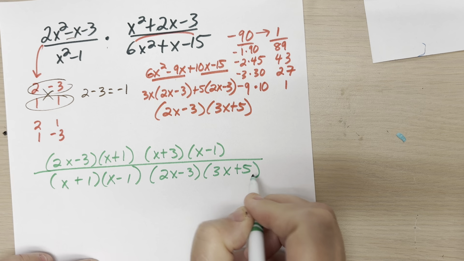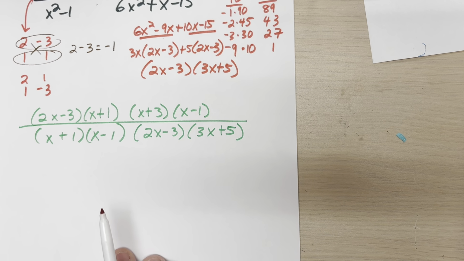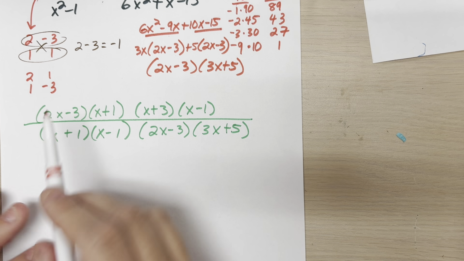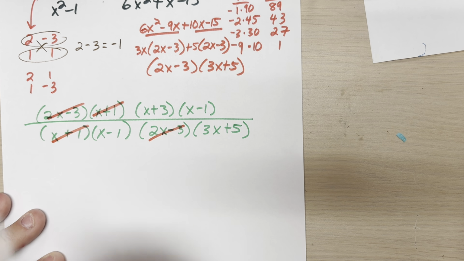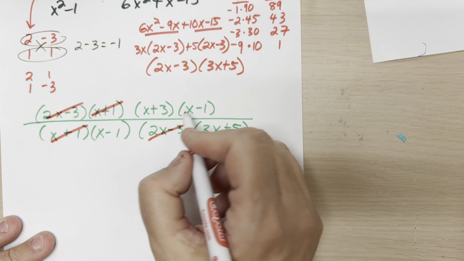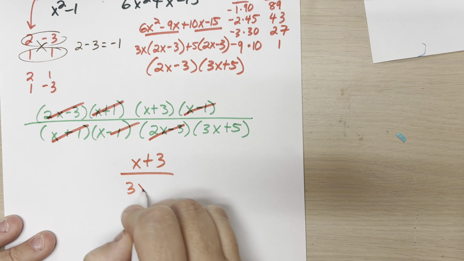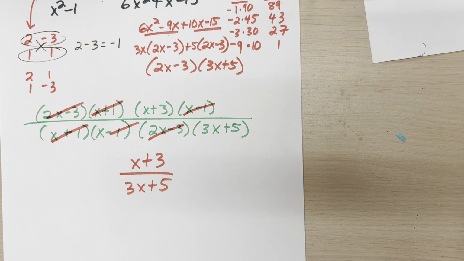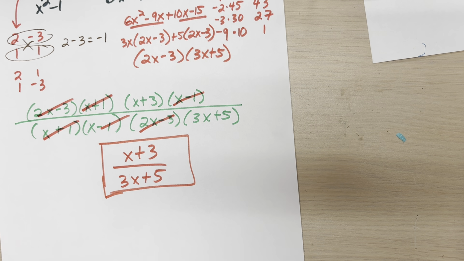Okay, the last thing to do is cancel out the binomials that are the same on top and bottom. So 2x minus 3 goes. X plus 1 goes. X plus 3, nope. X minus 1 goes. So I'm left with x plus 3 over 3x plus 5. Don't you dare think about crossing these x's out. All right, that's it for multiplying.